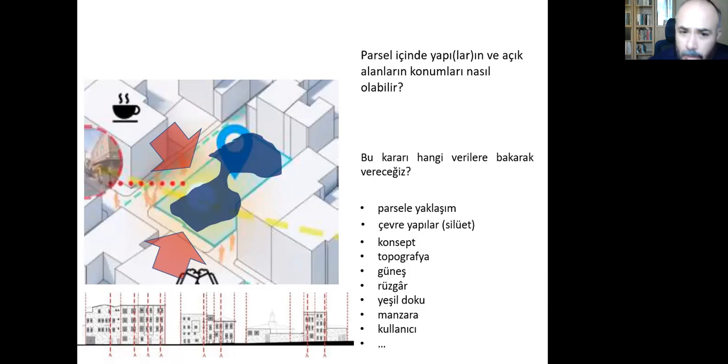Or let's say that there is a very nice view from here. If I place a building, a closed space on this area, it may block the view of the other building. So I may change my decision here. I need to control my decisions according to this information.